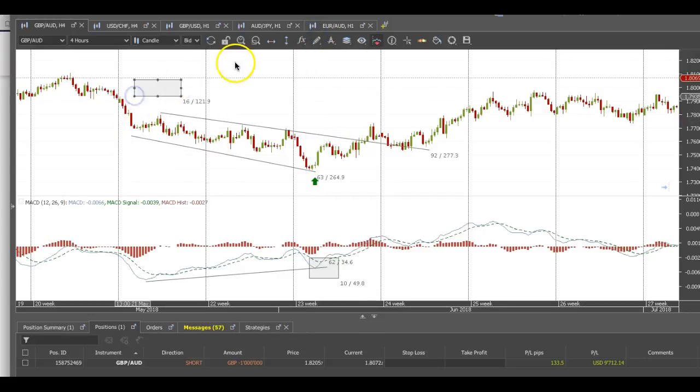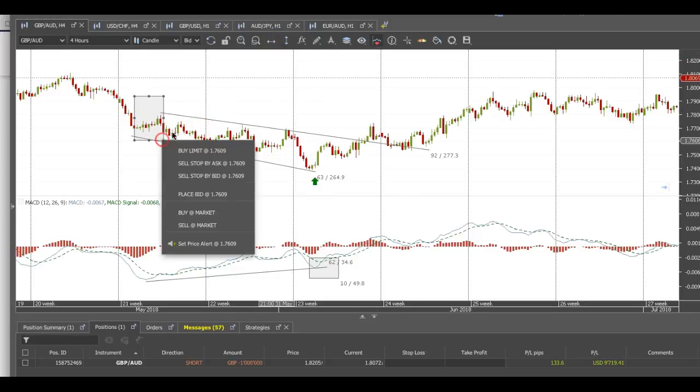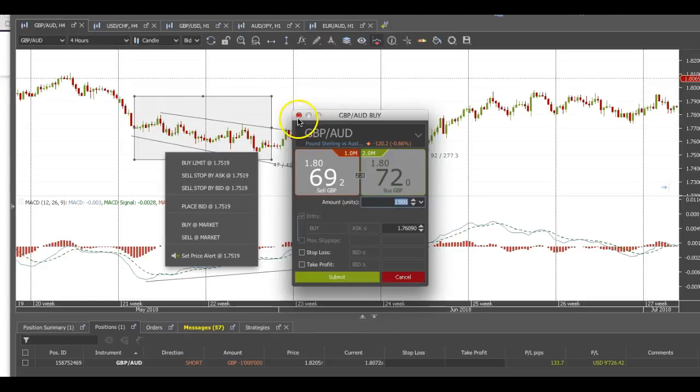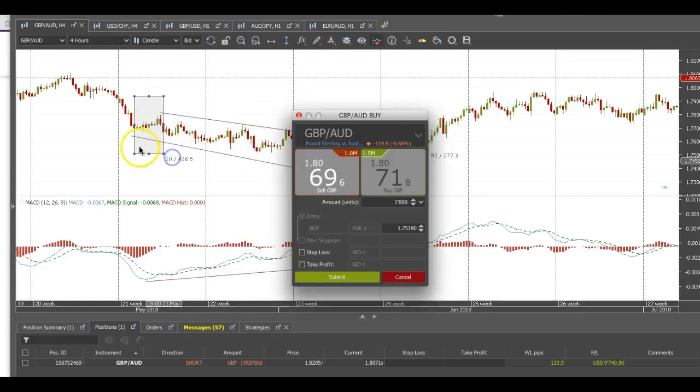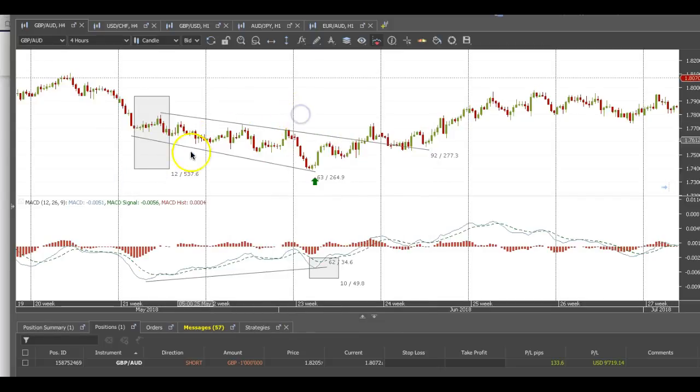And I love trading divergence because they're extremely consistent. When you see these setups, I get very excited when I see divergence setups. Give me a second here. So there it is.